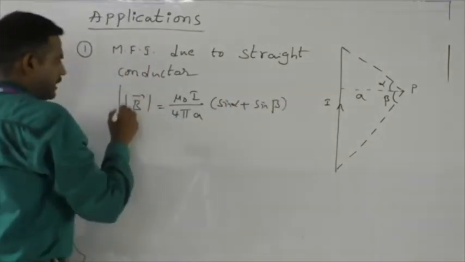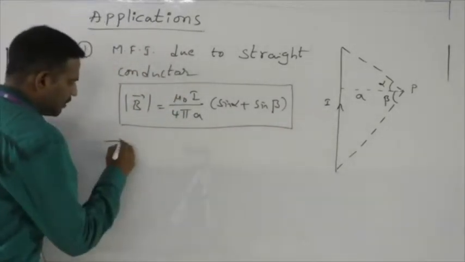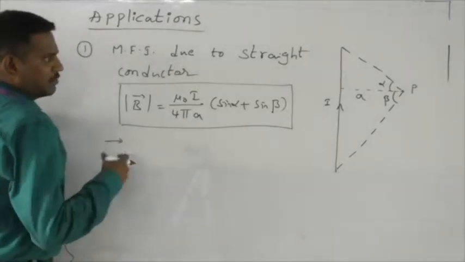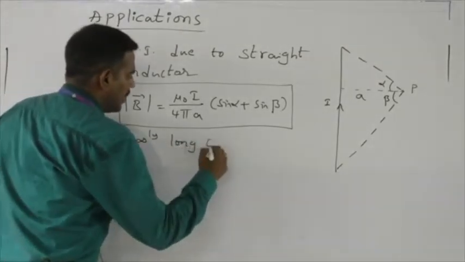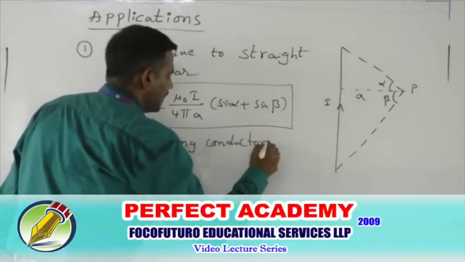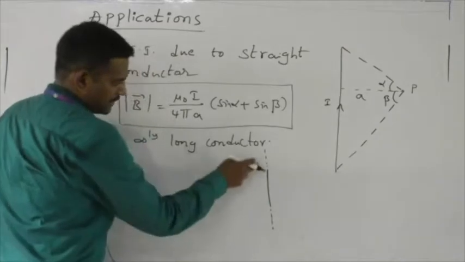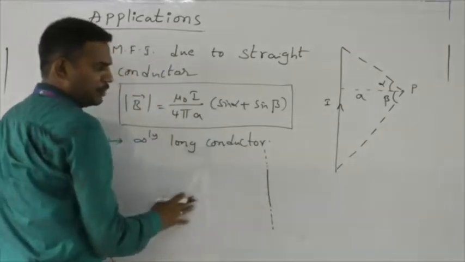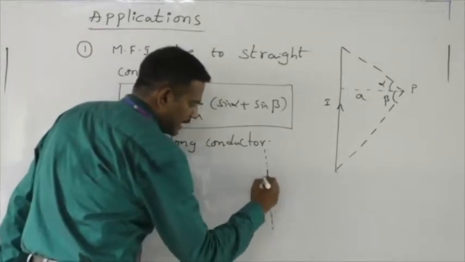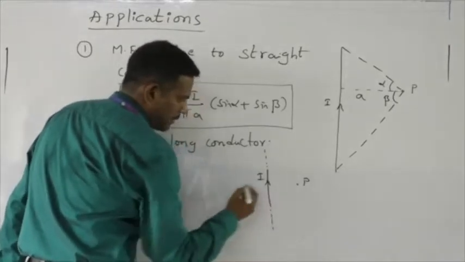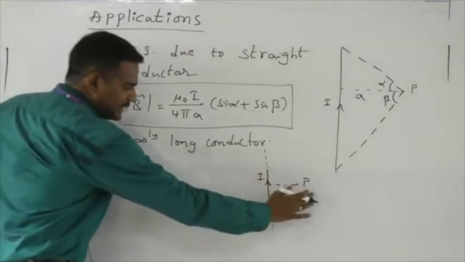From this expression, we can make two important conclusions. Conclusion number one: let us suppose I would like to find the magnetic field intensity due to an infinitely long conductor. What is the meaning of infinitely long conductor? Let us suppose I draw one conductor like this. There is a lengthy conductor whose ends cannot be shown in this diagram. Then this kind of conductor will be called an infinitely long conductor, carrying the current I, and here is a point P at a perpendicular distance of a. Now what is the magnetic field intensity at this point P?